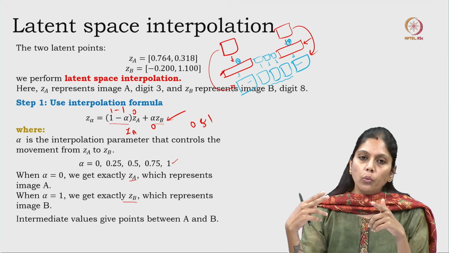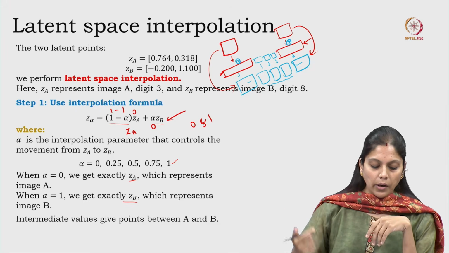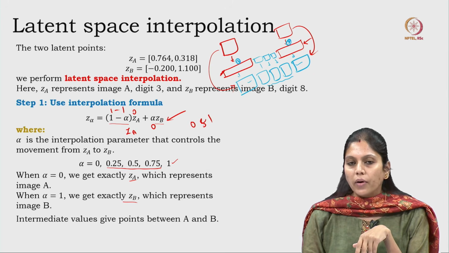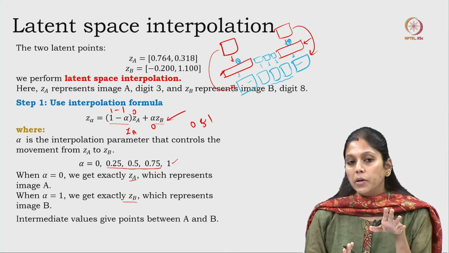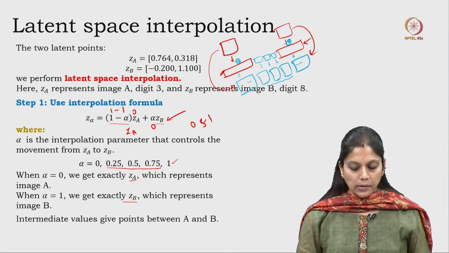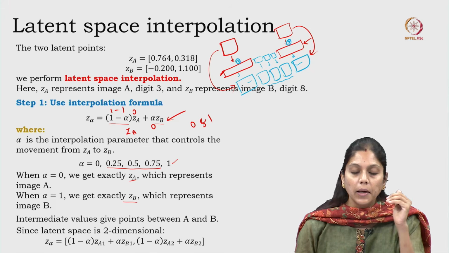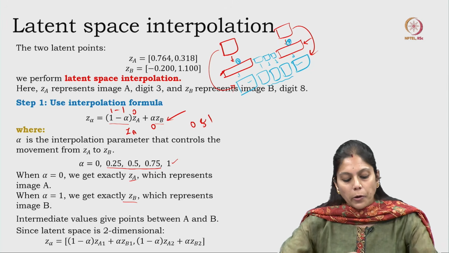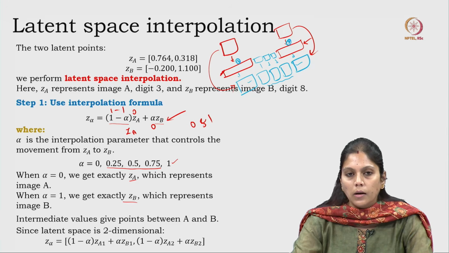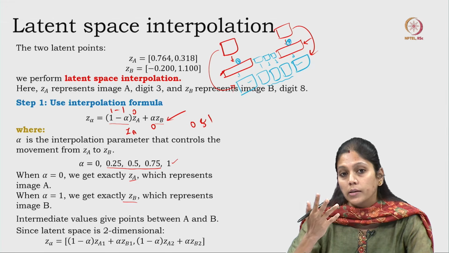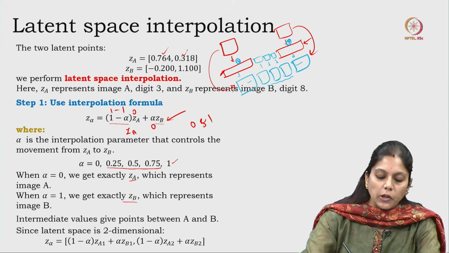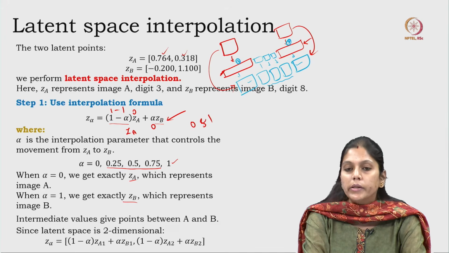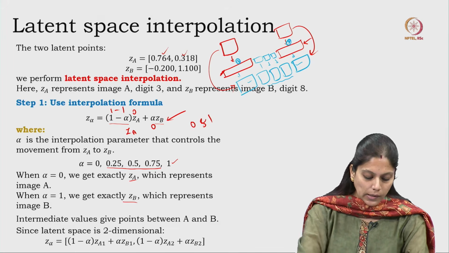Now in between, what should the alpha values be? Here the in-between alpha values we have considered are 0.25, 0.5, and 0.75. Now let us calculate how exactly we get the result when alpha is 0.25. Look at this particular formula. Since our latent space here has 2 dimensions, there are 2 such values in our latent space. So how do you expand the formula? The formula is given here.